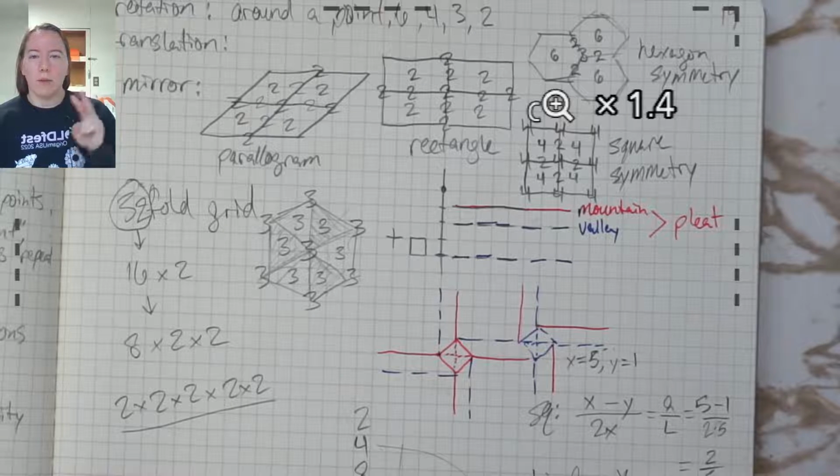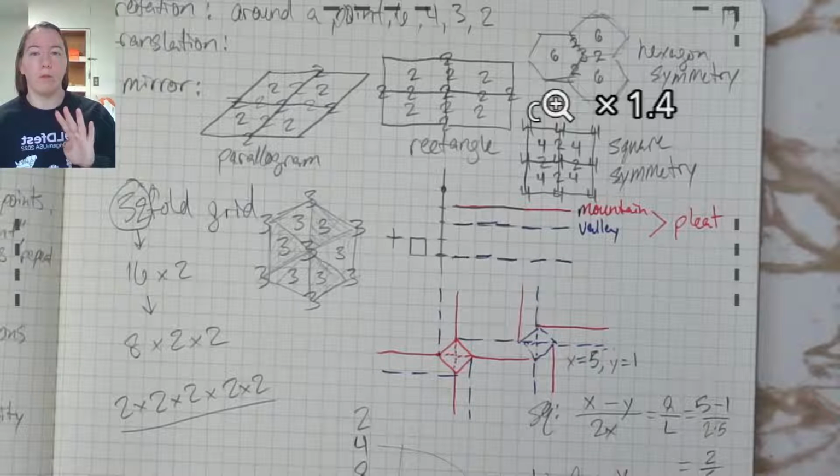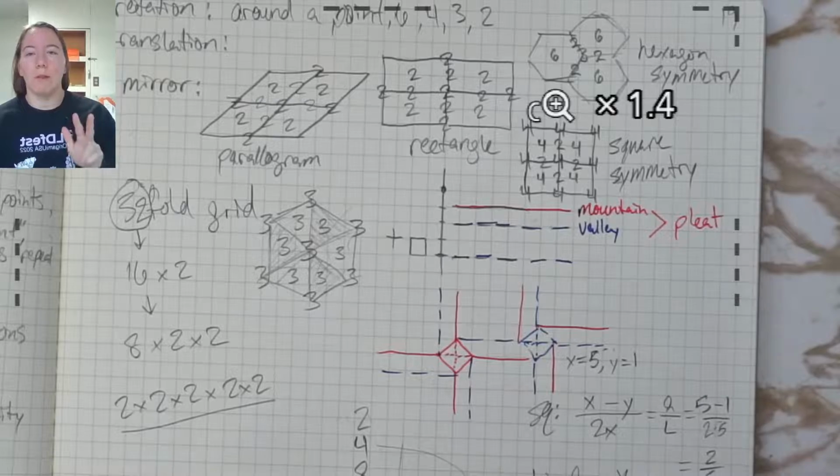With the square, we had 2 different 4s and a 2. Rectangle, we had 4 different 2s. Parallelogram, we had 4 different 2s. Triangle, we have 3 different 3s.